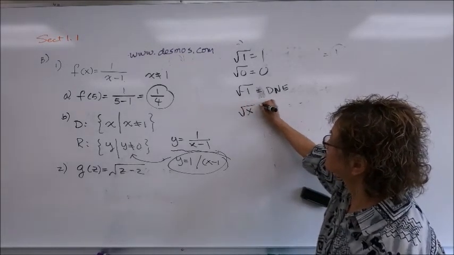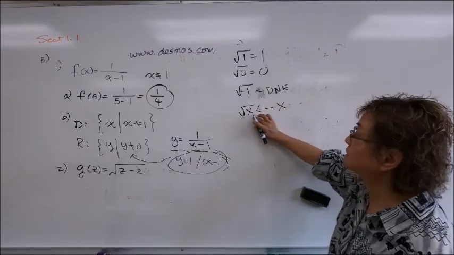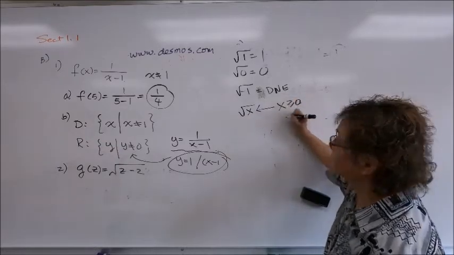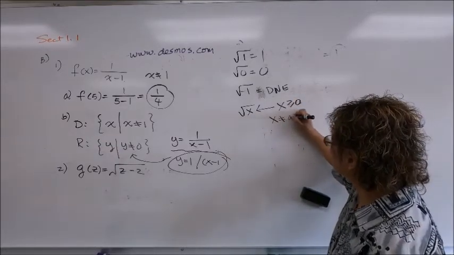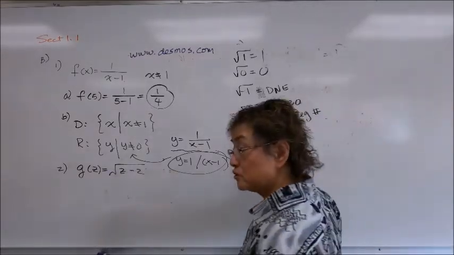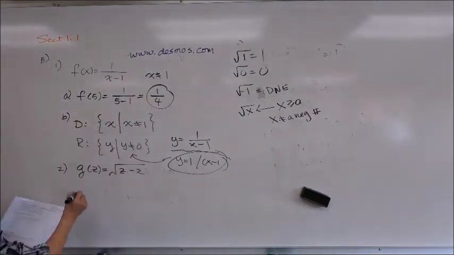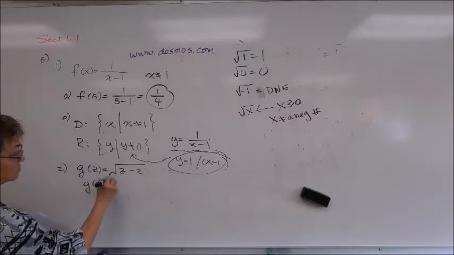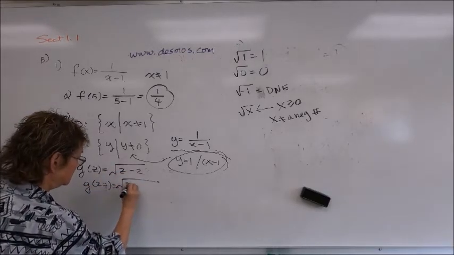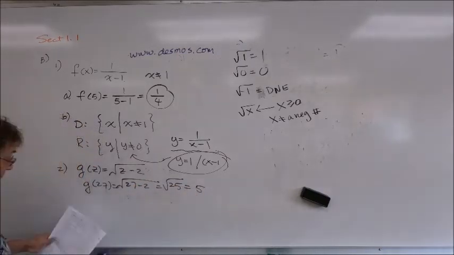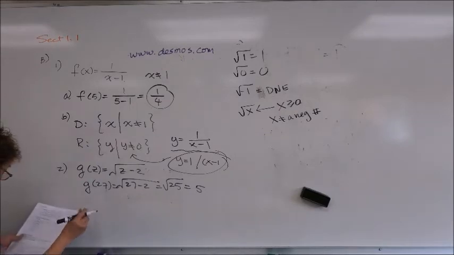The x inside of the radical has to be what? Greater than or equal to 0, right? So it cannot be a negative number. That's the restriction for radicals. So if we ask you, what is g of 27? What does that mean? You plug in. So it's 27 minus 2, which is square root of 25, which is 5. Okay? Then if we ask you, what's the domain?